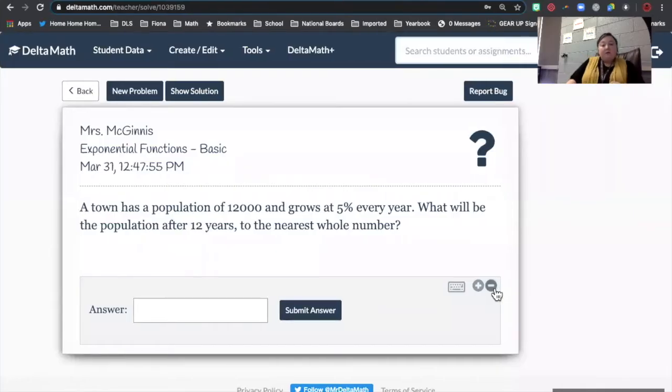Here's an example of a problem. It says a town has a population of 12,000 and grows at 5% every year. What will be the population after 12 years to the nearest whole number?